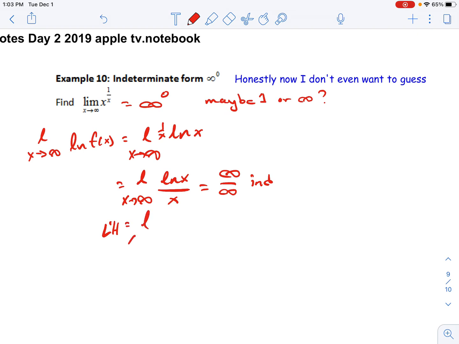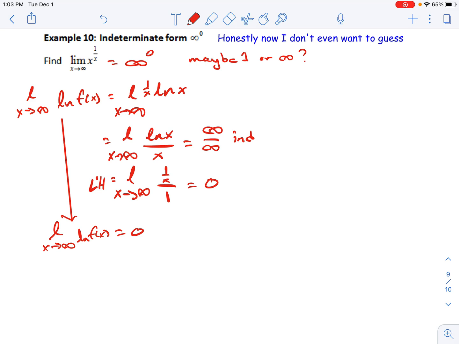And we get the limit as x goes to infinity of 1 over x divided by 1. If we evaluate that, we just get 0. So what we showed is that the limit as x goes to infinity of the natural log of our function is equal to 0. But we don't want to know what the limit of the natural log of our function is. Our function, if I didn't say that earlier, is x to the 1 over x, right? We don't want to know what the limit of the natural log of that is. We want to know what the limit of the function is.